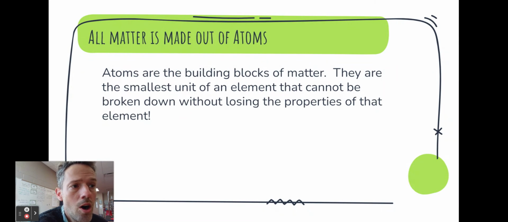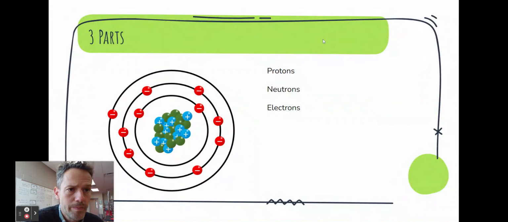Okay. All matter is made out of atoms. Atoms are the building blocks of matter. They are the smallest unit of an element that can't be broken down without changing what the substance is. So we cannot break down an atom of carbon without changing that substance. It will no longer be carbon. So it's another key idea about matter. All substances in our universe are made out of atoms.